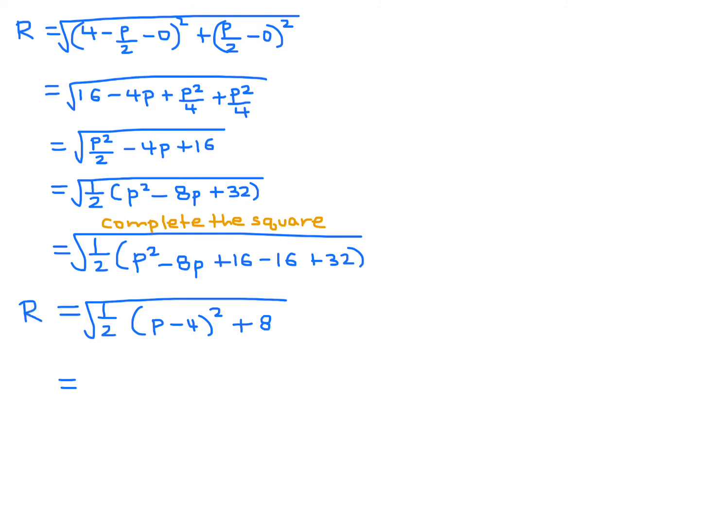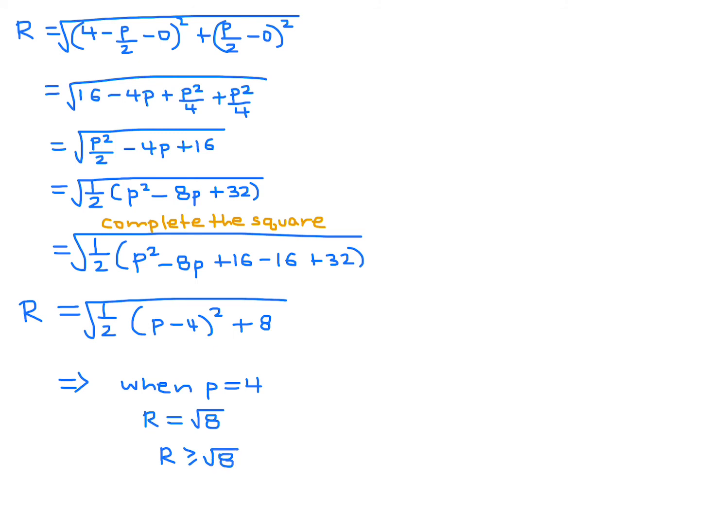So now that it's in this form, what does this tell me? It tells me that when P is equal to 4, this will give me a value of R being equal to root 8. Right? So that basically means that when P is 4, we get the minimum possible value for R. Anytime P is greater than 4, of course, the value of R will just keep increasing. So that means that R is at least root 8. So it's greater than root 8.